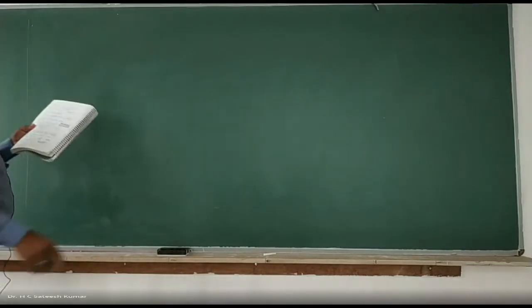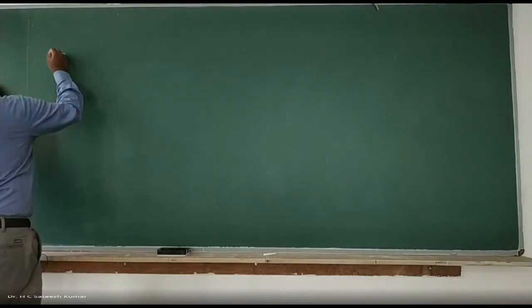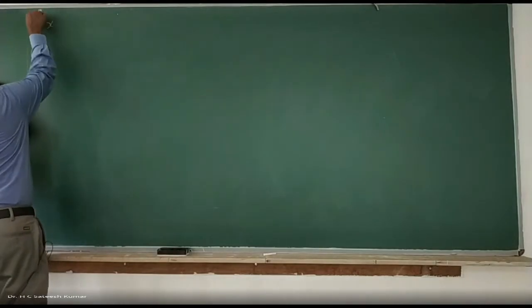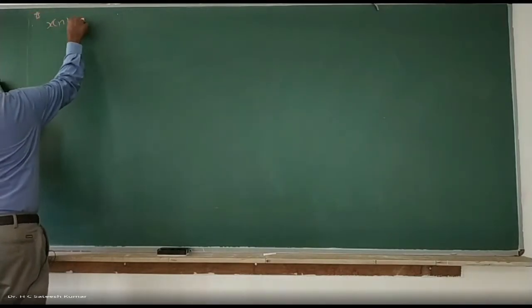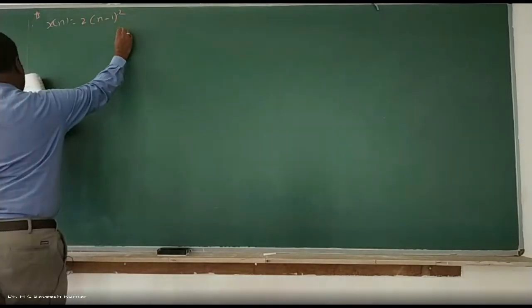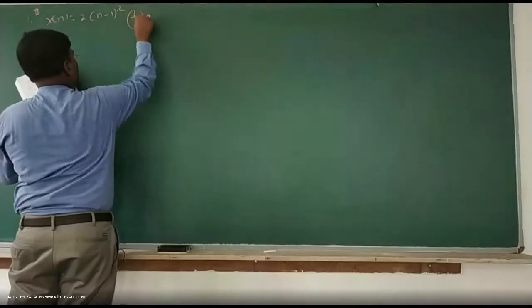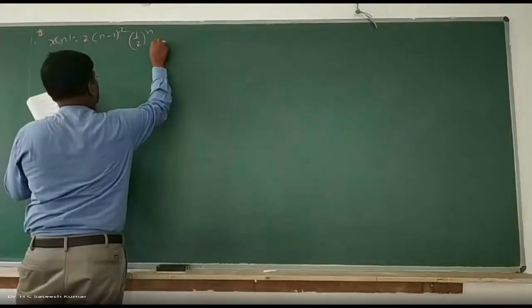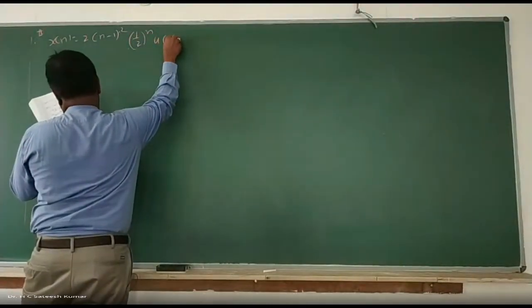Now let us go for one more problem, which is asked twice or thrice for 6 marks in the examination. Very interesting one. Many students couldn't get the substitution. What is it? Let us see. x of n is equal to 2 into (n minus 1) whole square into (1 by 2) whole to the power of n into u of n minus 1.